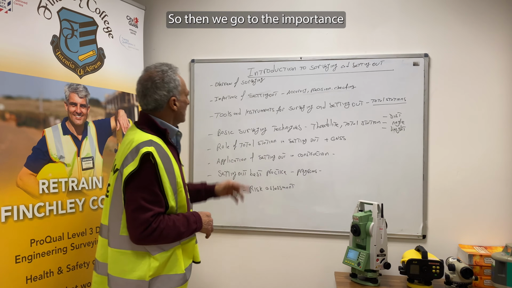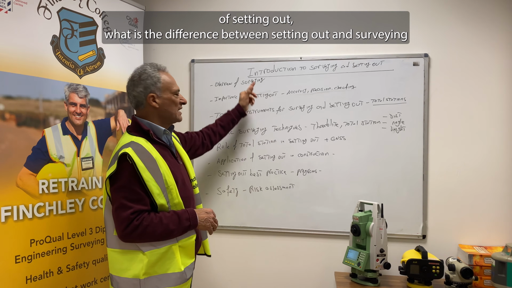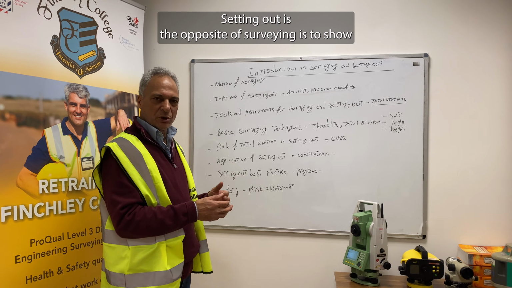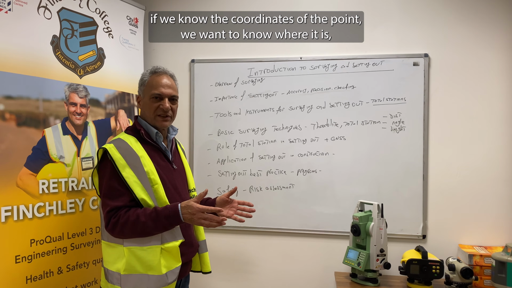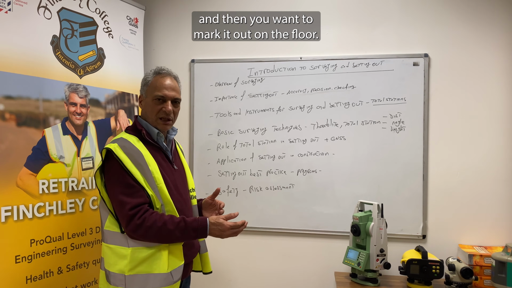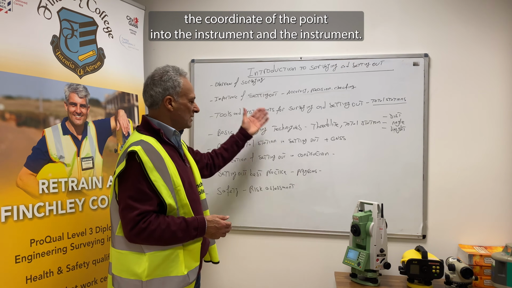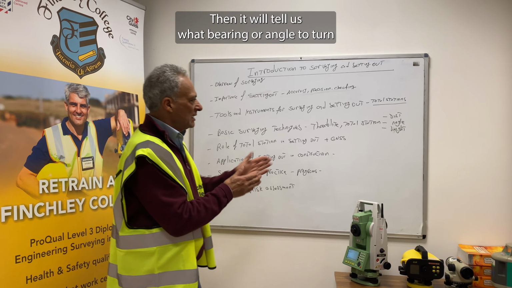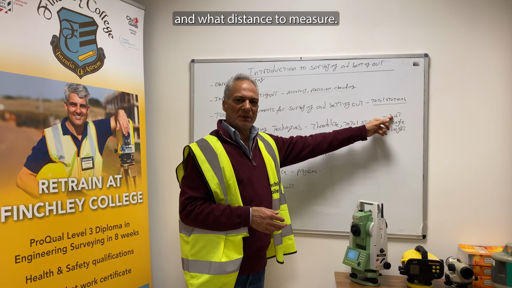So then we go to the importance of setting out. What is the difference between setting out and surveying? Setting out is the opposite of surveying. If we know the coordinate of a point, we want to know where it is, and then we want to mark it out on the floor. So we input the coordinate of the instrument and the coordinate of the point into the instrument, and the instrument will tell us what bearing or angle to turn and what distance to measure.